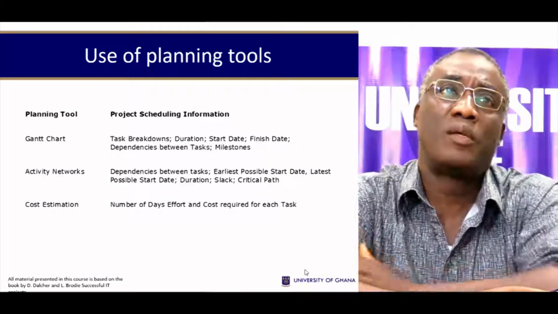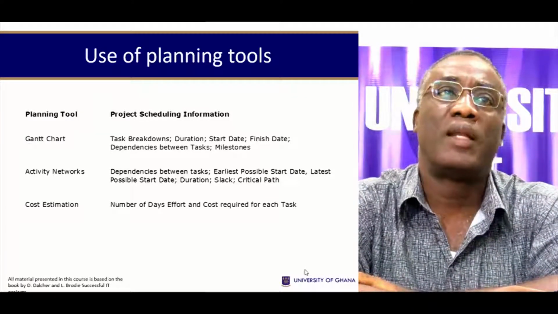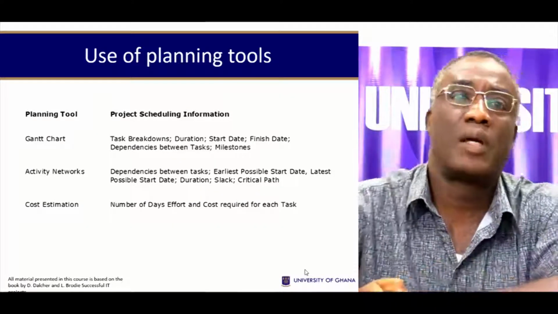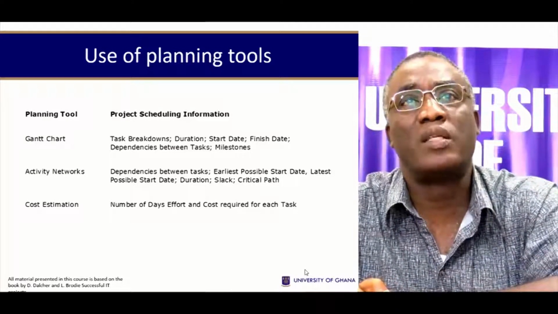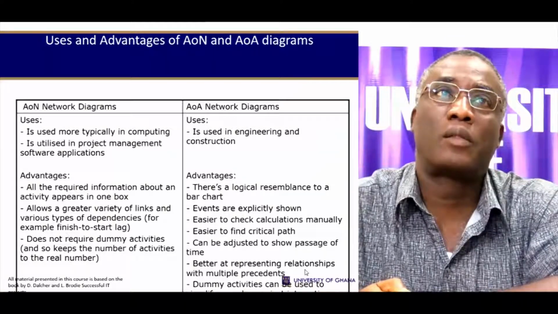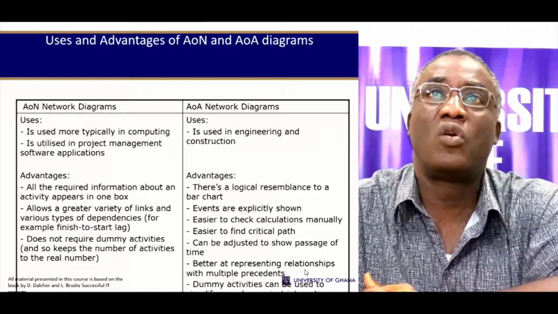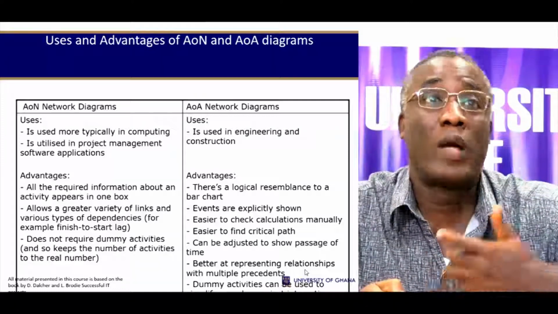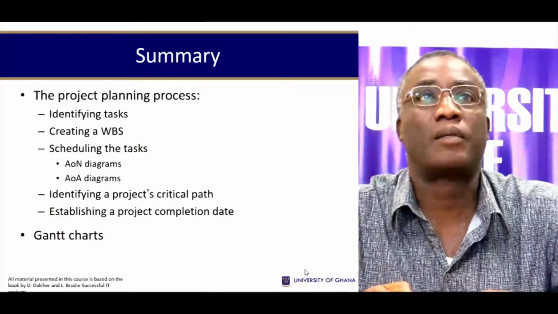So these tools you can use. You can use a Gantt chart as a planning tool, an activity network diagram, and a cost estimation diagram. All of these are useful planning tools. For each of these tools, what information it provides you is stated. In this table here, we compare advantages of the activity on node diagram and activity on arrow diagrams. We compare the two so you can see what each is used for, and what the advantages are.